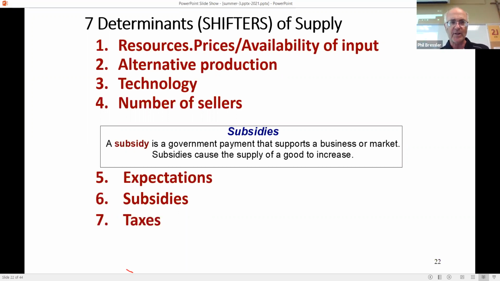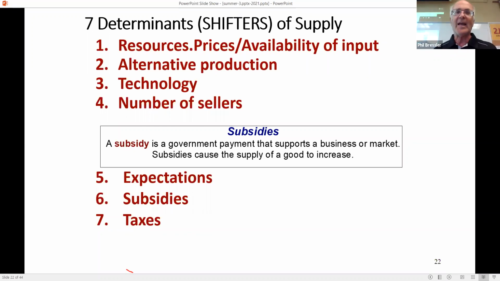And then the last one is taxes. And taxes usually shift supply to the left. So there's your rat nest: resource prices, alternative production, technology, number of sellers, expectations, subsidies, taxes.